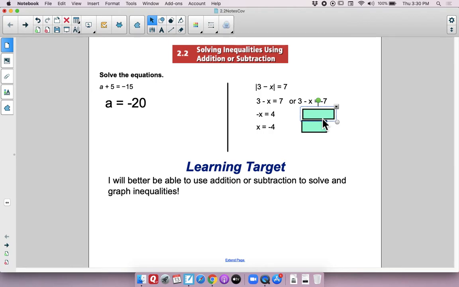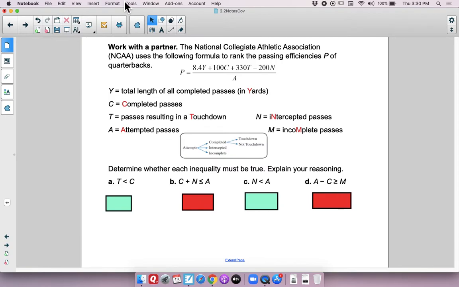And here we're going to subtract 3 from both sides, or add a negative. Remember, two negatives, when we're combining those, we take the sign and add their absolute values. So take the negative, and 7 plus 3 is 10, so we get negative 10. And if the opposite of x is equal to negative 10, then x itself is 10. Okay, our learning target here will be to be better able to use addition or subtraction to solve and graph inequalities. All right.